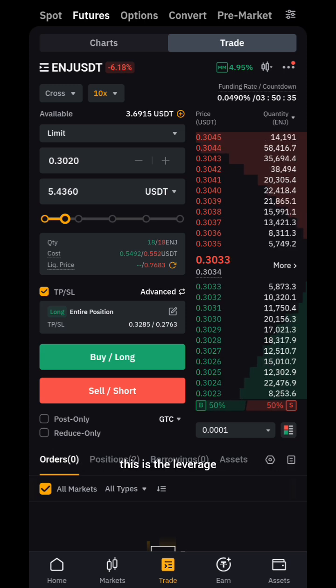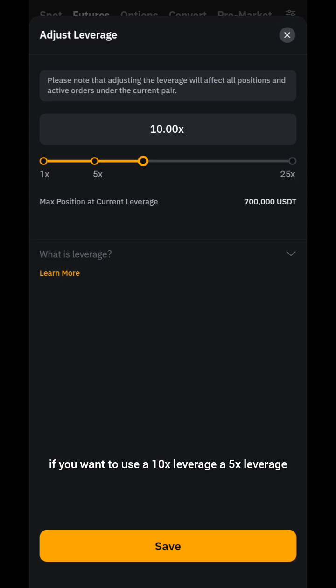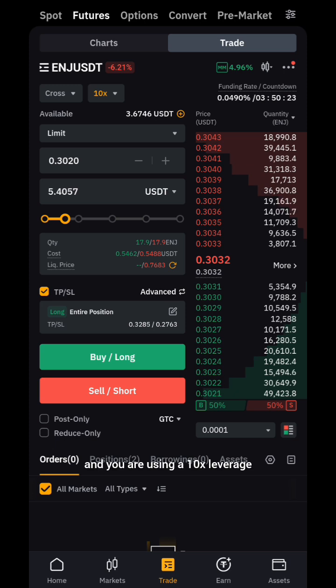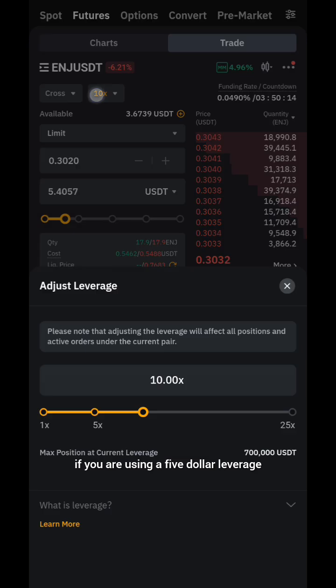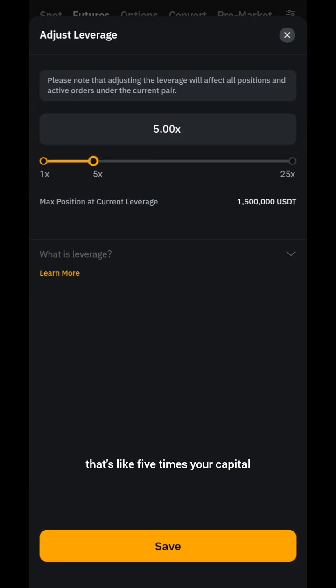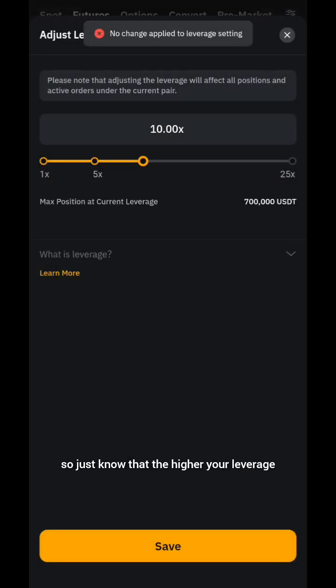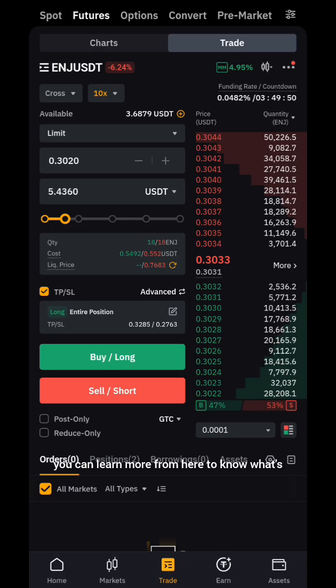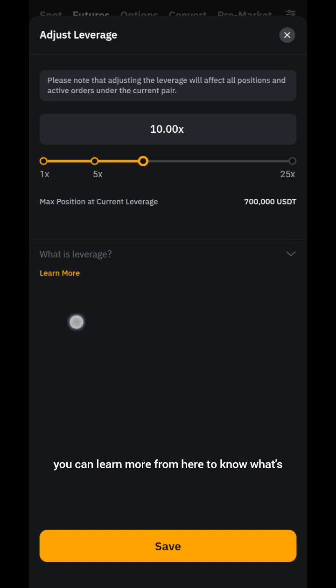And this is the leverage. If you want to use a 10x leverage or a 5x leverage, it just means that if you are using $1 capital with a 10x leverage, that's equivalent to $10 you are using to trade on futures. If you're using 5x, that's 5 times your capital. And if you're using 25x, that's 25 times the capital you're using to trade. So just know that the higher your leverage, the higher your profits and the higher your losses. You can learn more from here to know what leverage means.